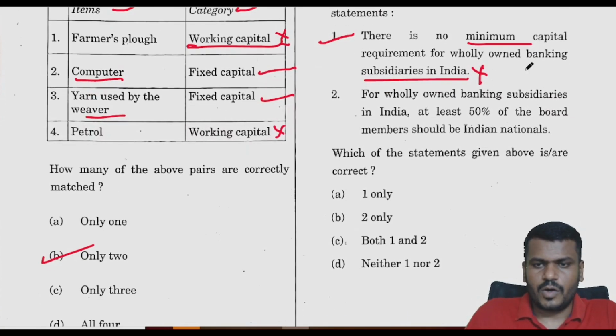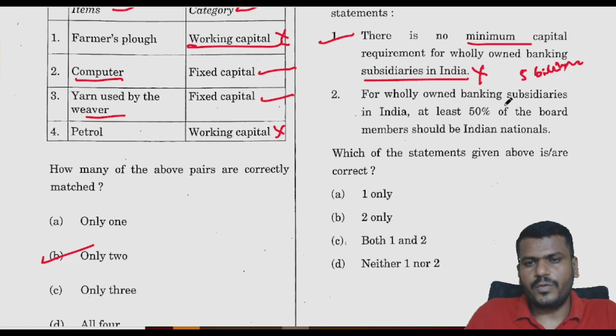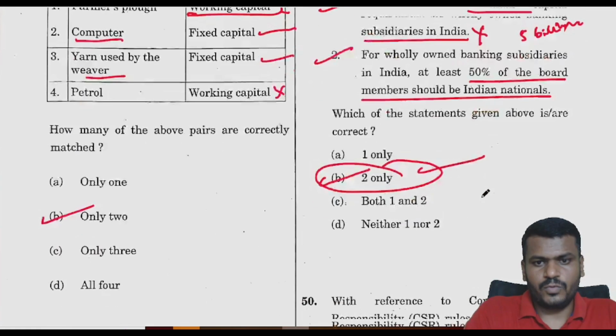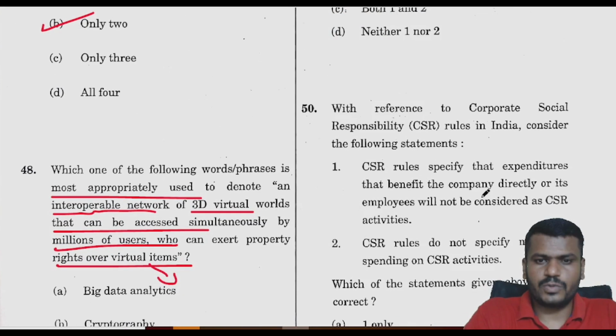If they are running a bank in India, they should have minimum capital. That is normally 5 billion. That capital they should have. Next, for wholly owned banking subsidiaries in India, at least 50% of the board members should be Indian nationals. Of course, only then do they allow it in India to run a bank. Otherwise, they won't allow a foreign bank to run here.